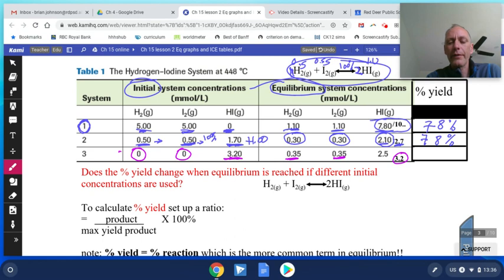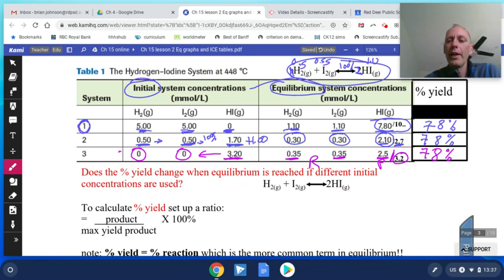0.35, 0.35. So what that means is this went in reverse. It actually ran backwards and made some reactant. And here's what we're left with for our product. So 0.35 of each reactant, 2.5 product, out of a possible 3.2. I don't think you need your calculator to figure this out. 2.5 divided by 3.2 is 78%.